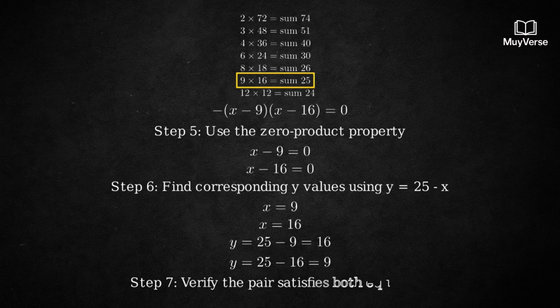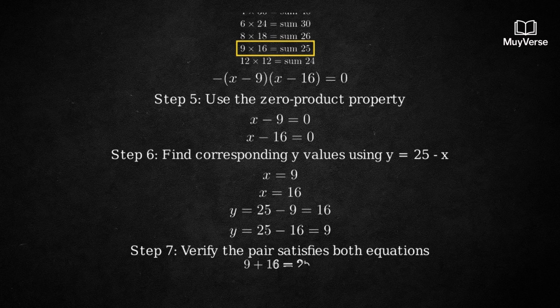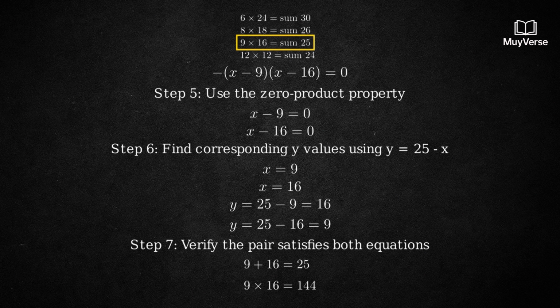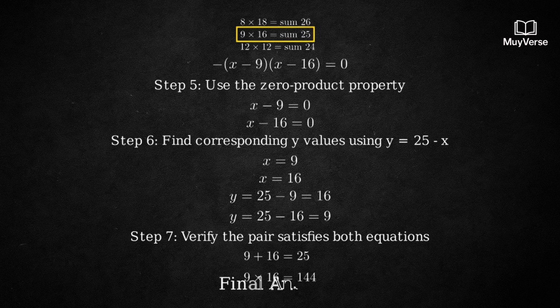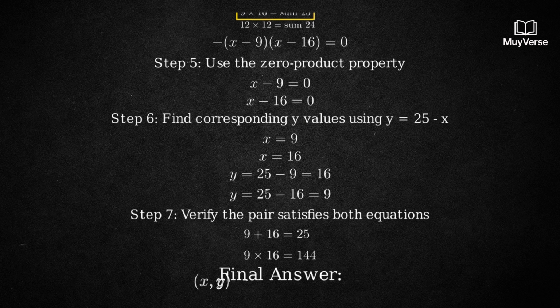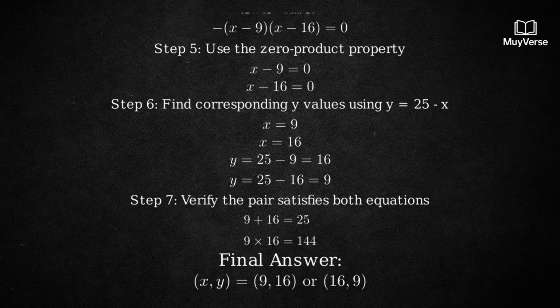Step 7. Let's verify that these pairs satisfy both original equations. For both pairs, x plus y equals 25 and x times y equals 144. Both conditions are satisfied. Therefore, our final answer is the pair x equals 9 and y equals 16, or equivalently, x equals 16 and y equals 9. Both represent the same solution to our system of equations.